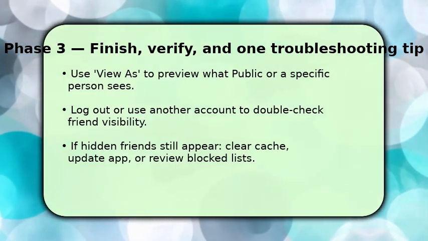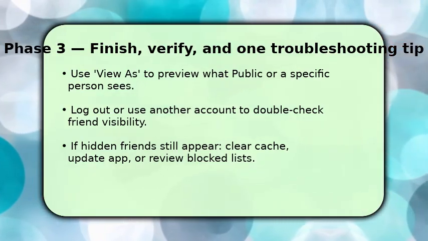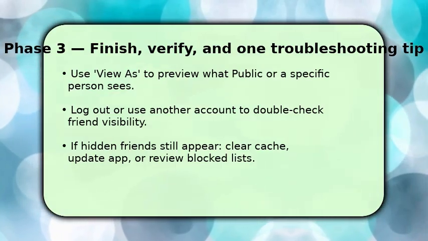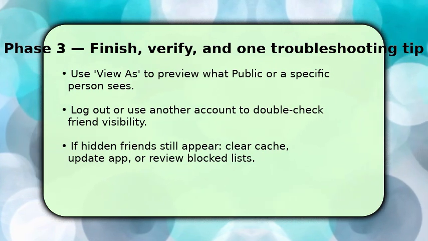If hidden friends still appear, clear the app cache, update Facebook, and review blocked or restricted lists. Sometimes sync issues or cached data reveal stale info. Make sure to revisit privacy periodically, because Facebook updates can reset.